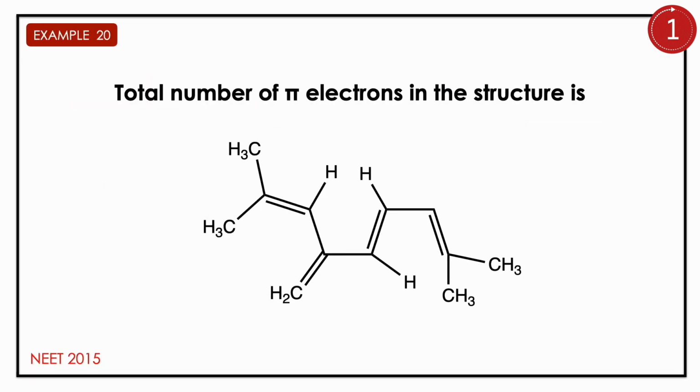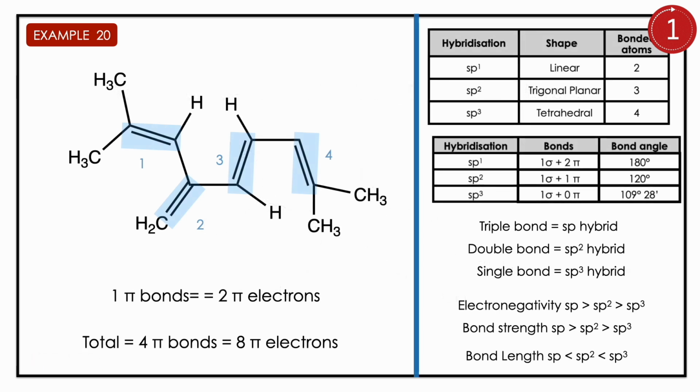Then the next example, here you have to count the total number of pi bonds in the structure. The linear compound is given with an exocyclic double bond. 4 double bonds are there. You should count total pi bonds here. Here the question is total number of pi electrons. Simply count the pi bonds. You can count the pi electrons.